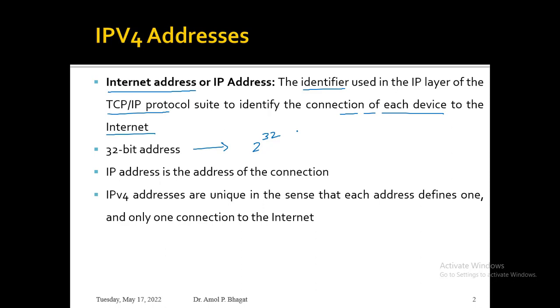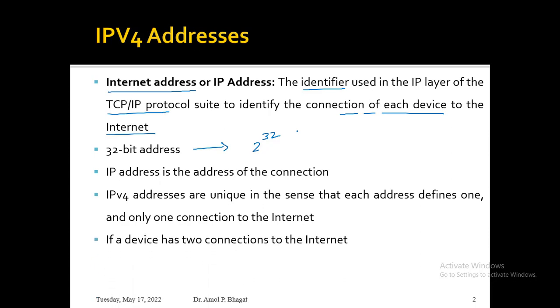IP version 4 addresses are unique in the sense that each address defines one and only one connection to the internet. If that connection has been terminated, and you are again connecting to the internet through the same device, it may be possible that in the subsequent connection you will get a separate IP address, not the same IP address which was given in the previous internet connection, right? Your device will be located by tracking the IP address of that particular connection established to the internet.